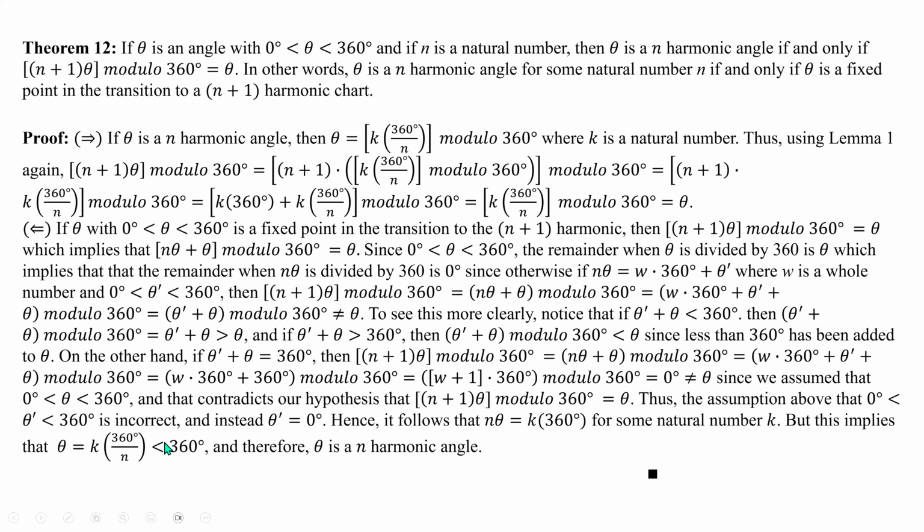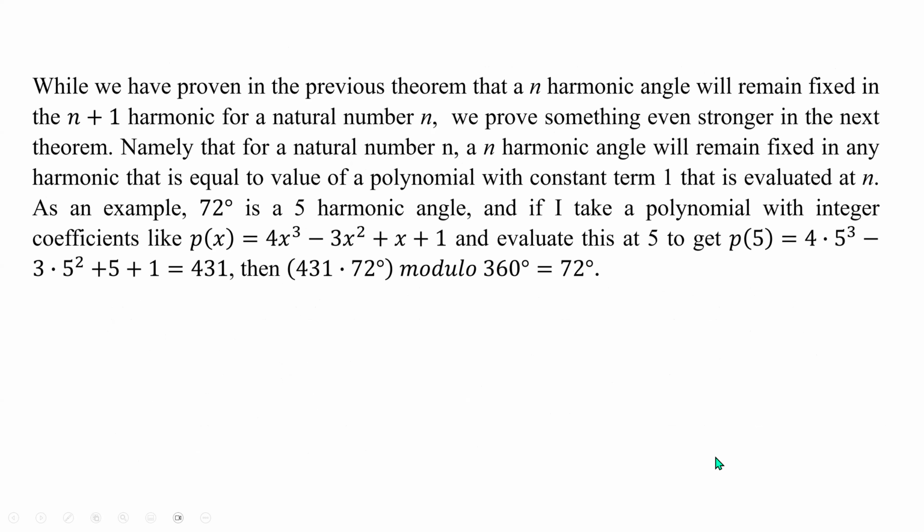This is going to be strictly less than 360 degrees because theta is equal to this, but theta itself is less than 360 degrees. So if I did k times 360 degrees over n modulo 360 degrees, I get back the same thing. And that means, therefore, that theta is an inharmonic angle. And that completes the proof.